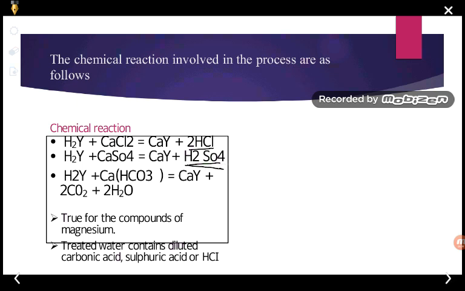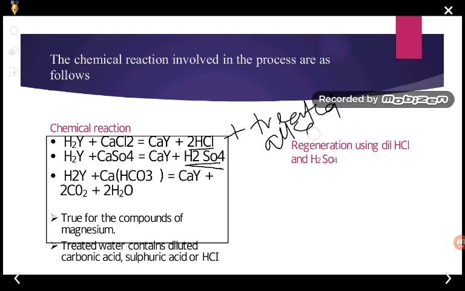These acids can be removed by mixing treated water with the required proportion of the alkali salt. So if this is treated with the alkali salts, this HCl, H2SO4, carbonic acid can be removed. So that is regeneration using the dilute HCl and H2SO4.